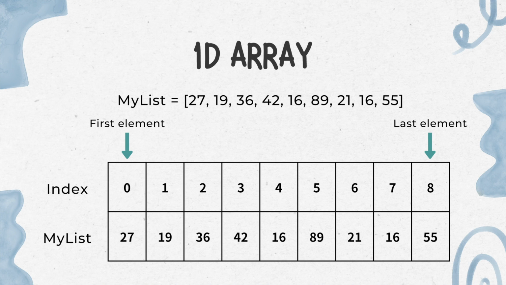You can see the diagram of mylist below. The first position has an index of 0 and a value of 27, while the last position has an index of 8 and a value of 55. Next, we will use a program example to introduce the commonly used operations of one-dimensional arrays.